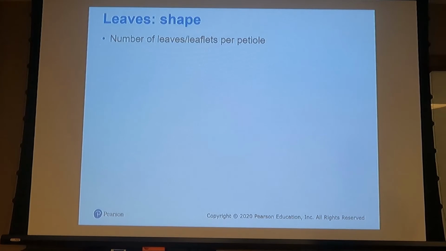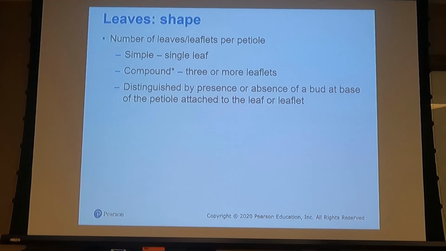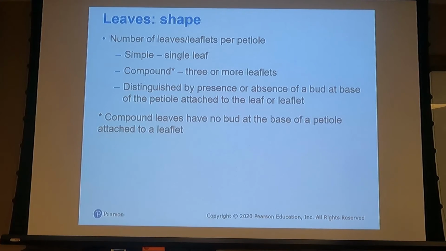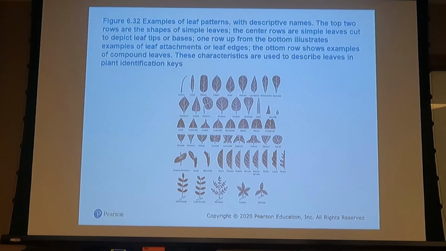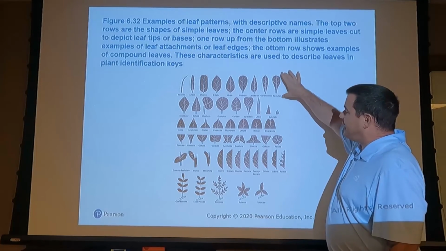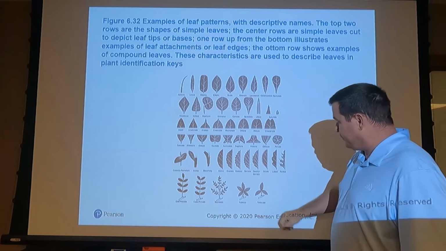We also have a different number of leaves per petiole. For a simple leaf, we have just one. And then compound being three or more. And that's all going to be determined by the presence or the absence of a bud at the base of the petiole. Compound leaves do not have a bud at the base of the petiole as they're attached to a leaflet. In the lab, you'll go over some of these different leaf shapes, leaf types, and leaf arrangements.